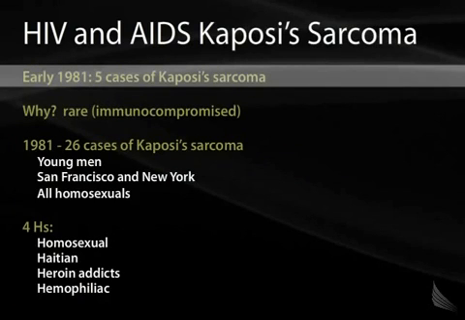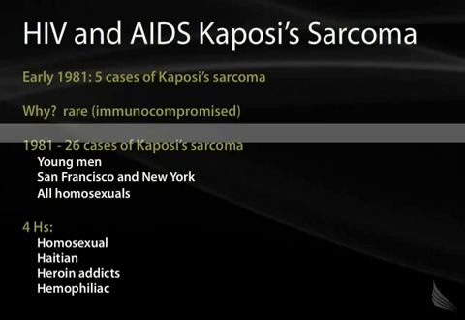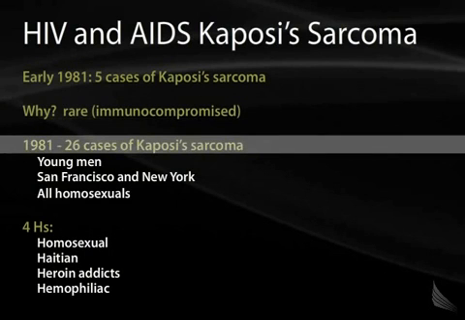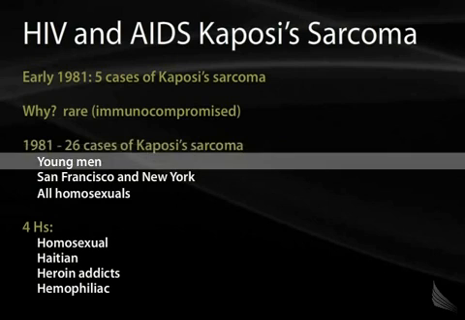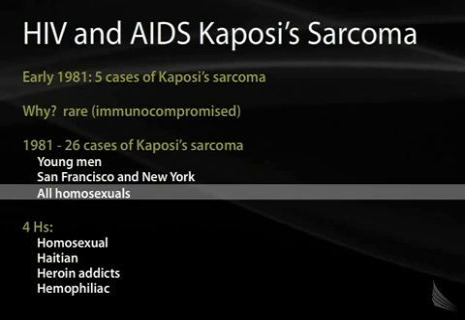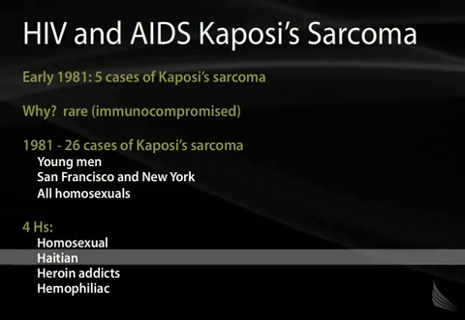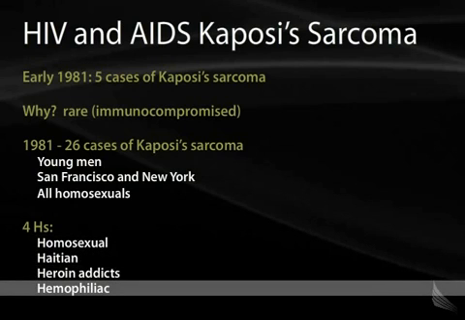Then, in early 1981, you had 5 cases of Kaposi sarcoma. Why? This is a rare disease and only seen in immunocompromised patients. In 1981, there were 26 cases of Kaposi sarcoma. They were all found in young men in San Francisco and New York, and they were all homosexuals. So there was a pattern that showed up of people that were homosexual, Haitian, heroin addicts, or hemophiliacs. All these people had these immunocompromising diseases.